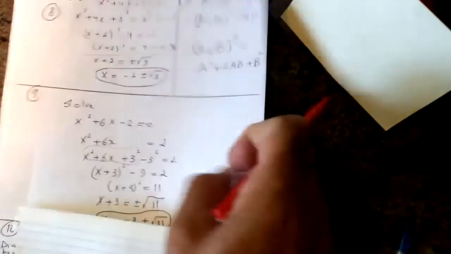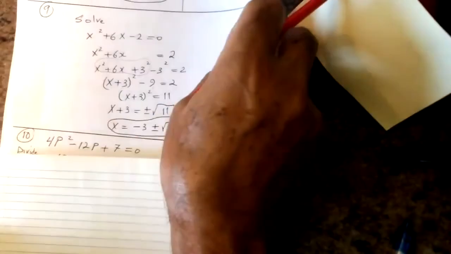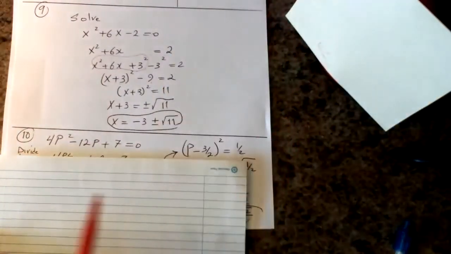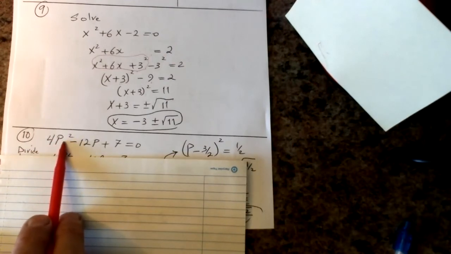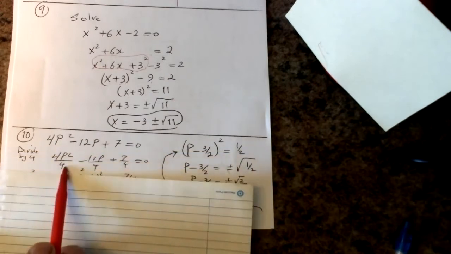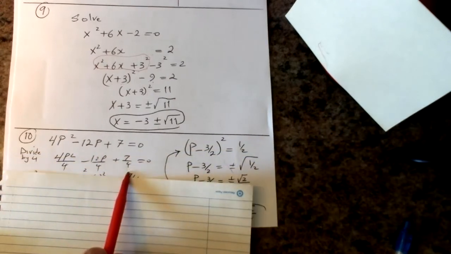So here, in these problems, I have a number here. So first, I got to get rid of this 4 because I don't want to have any number next to whatever the power of 2 is. So I divide everything by 4 first.